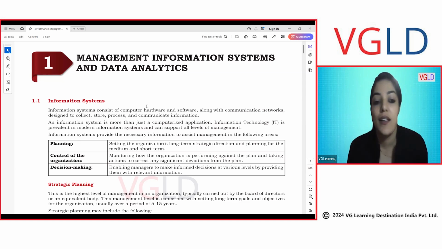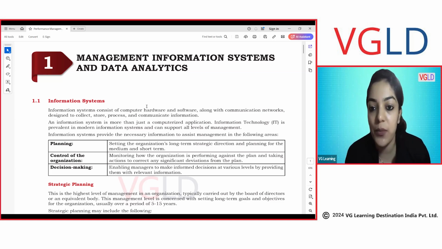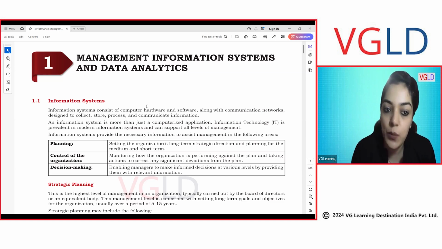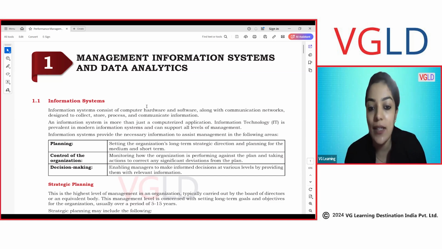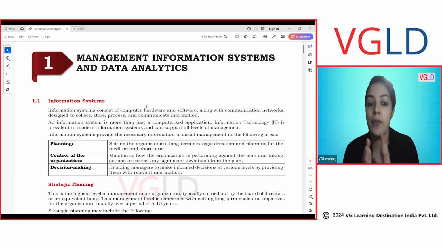Okay. So information systems. So information systems consist of computer hardware and software along with communication networks designed to collect, store, process and communicate information. So what is it saying? So it's information system. It comprises of a few things.